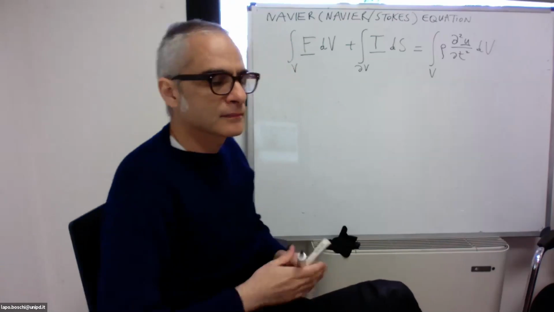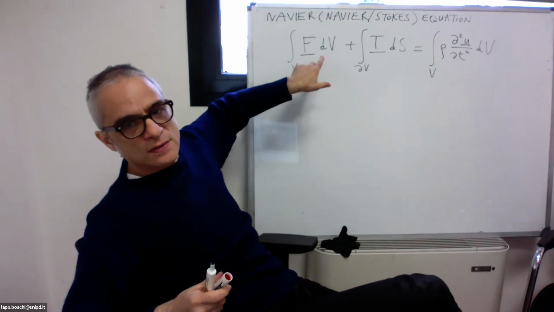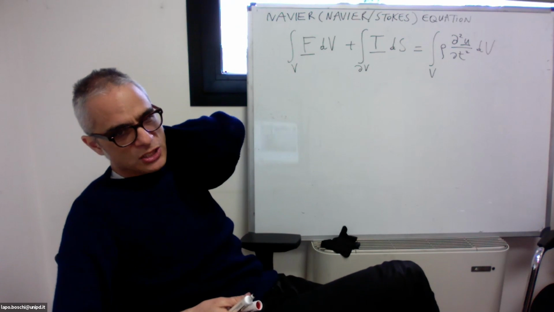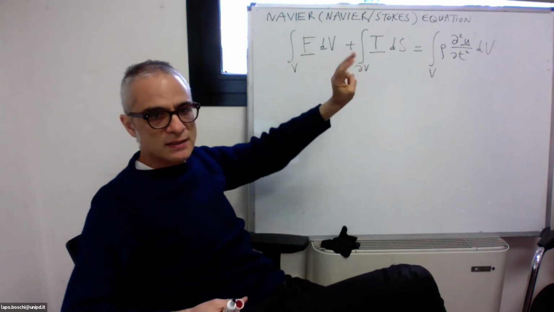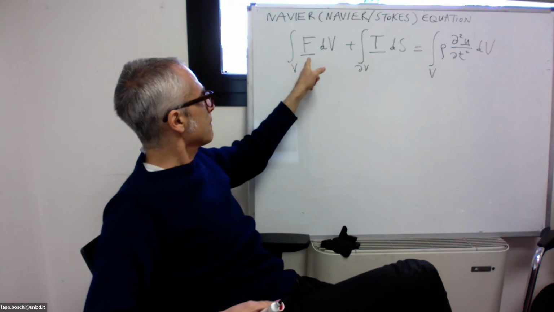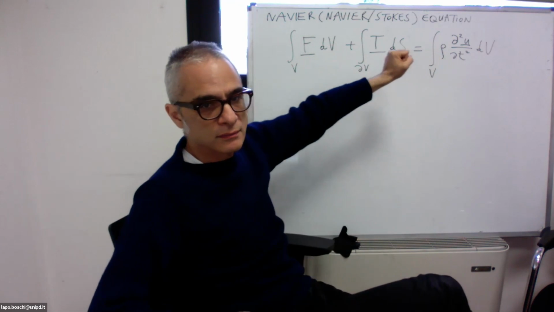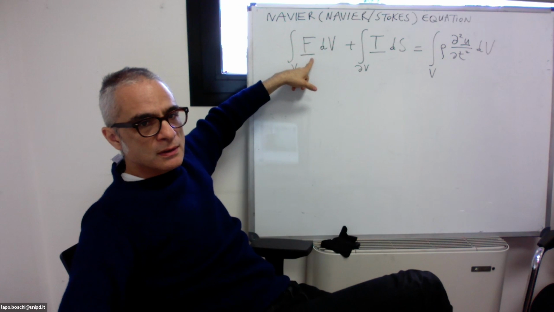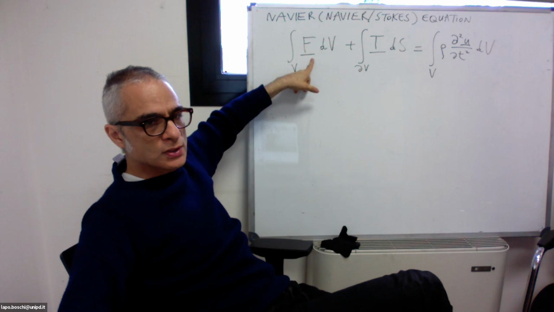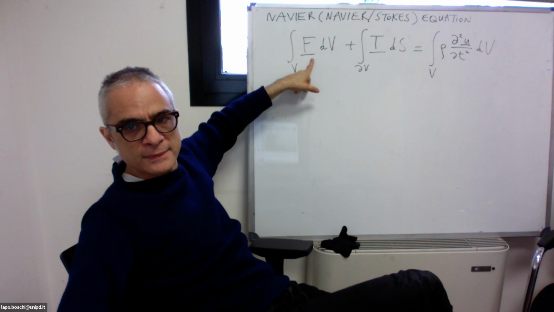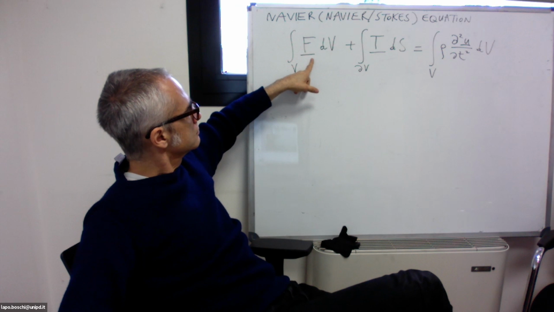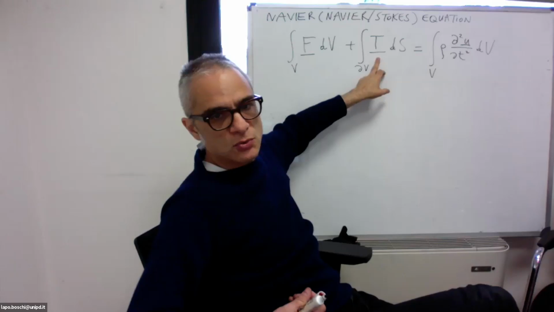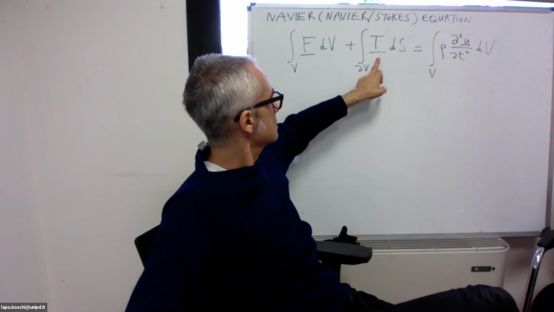We are dealing with vectors, okay? So since we live in three-dimensional space, these are really three equations, one per component of the vectors that are involved. F being force per unit volume. T is force per unit surface. These are the surface forces.